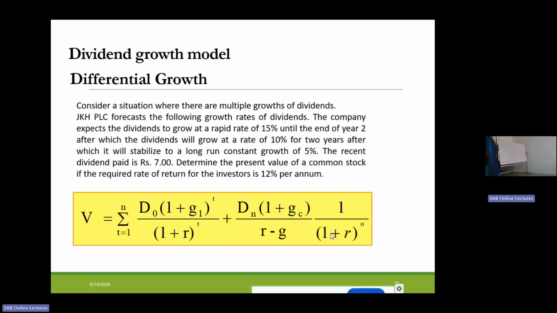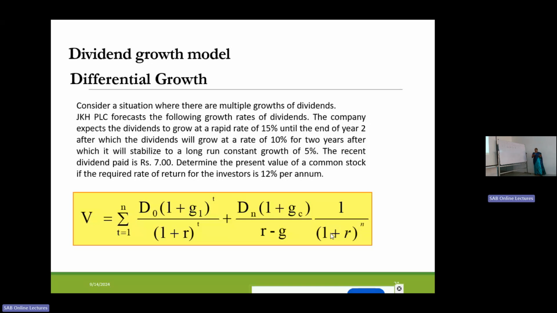Now what is happening? After which, we expect that the company will stabilize to a long-term constant growth of 5%. From year 4 onwards into the future, we expect that the company will maintain constant growth in dividends at 5% for an indefinite period. After year 4, the company will maintain long-term constant growth of dividends for an indefinite period. That is our expectation.